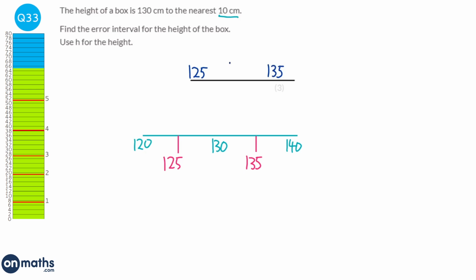We're representing this with an H. And what we're going to do is show this as inequalities. Whenever you do an error interval, you show it with inequalities. So it can be 125, so we're going to put a line underneath the inequality there, but it can't be 135. It can be anything up until 135, because if it was 135, it would round to 140.